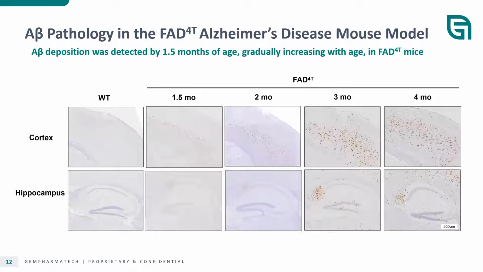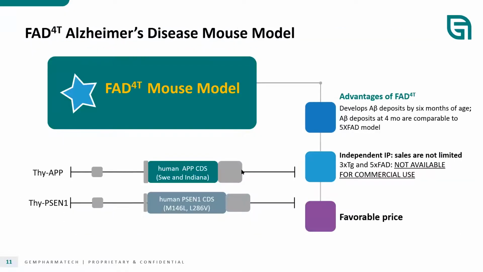Using an antibody that specifically reacts with A-beta plaques, we detected traces of A-beta deposition as early as 1.5 months in the FAD4T mice, with A-beta deposition increasing gradually with age, as you can see here in these images. The A-beta plaques are found to be more severe in female mice than in males, which is consistent with clinical pathology in humans. This figure shows data using female mice and their A-beta plaques.